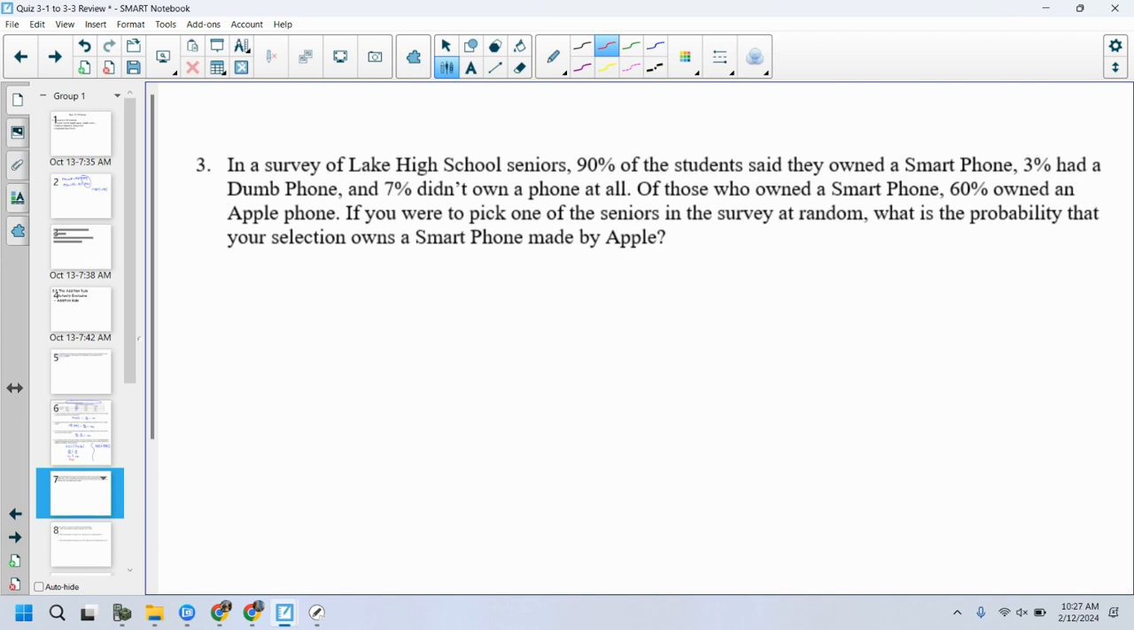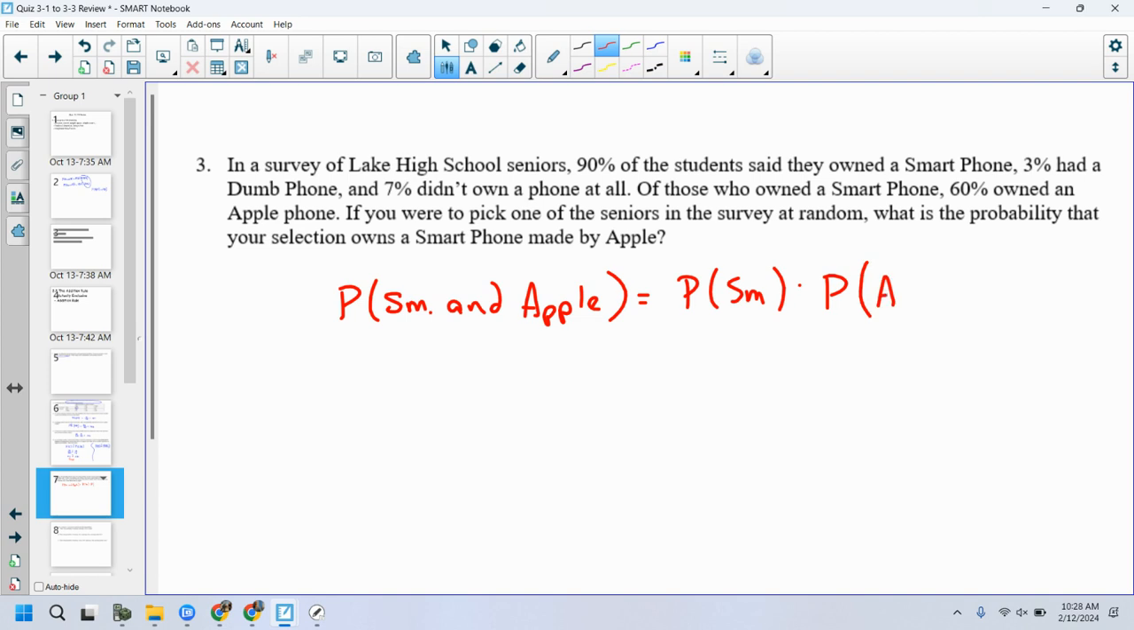Of the students who own a smartphone, 60% owned an Apple. If you were to pick one of the seniors in the survey at random, what is the probability that your selection owns a smartphone made by Apple? Okay, so what we're going to look at here is a smartphone made by Apple, right? That's our goal. Well, in a survey, the probability of smartphone and Apple. Now in terms of my formulas, that is equivalent to the probability of smartphone times the probability of Apple given smartphone, right?